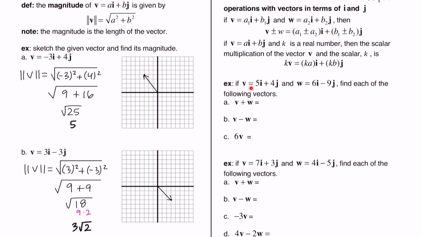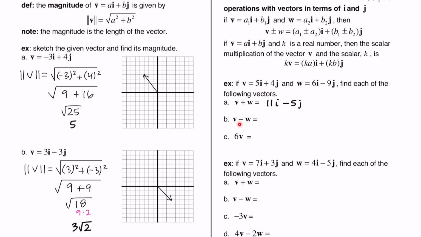This example says if v equals 5i plus 4j and w equals 6i minus 9j, find each of the following vectors. First, we're going to add them together. So again, that means we're going to add the i components and we'll add the j components together. So 5i plus 6i makes 11i, and 4j plus negative 9j is going to be negative 5j. So therefore, v plus w becomes 11i minus 5j. It's really nice because it's kind of like the concept from our past of combining like terms, but in this case, we're combining the corresponding components.